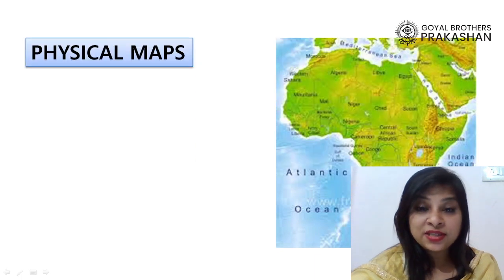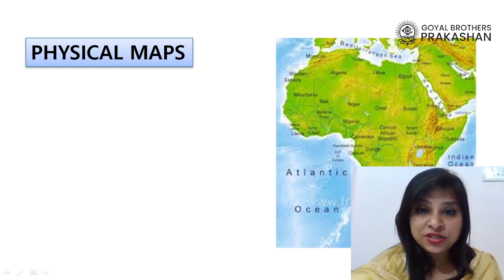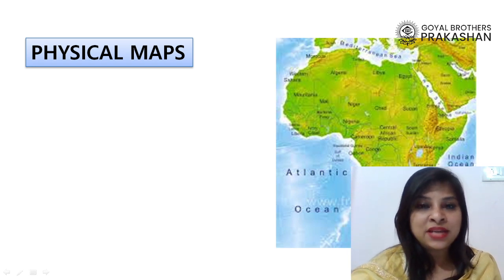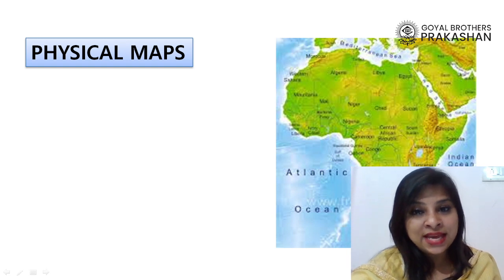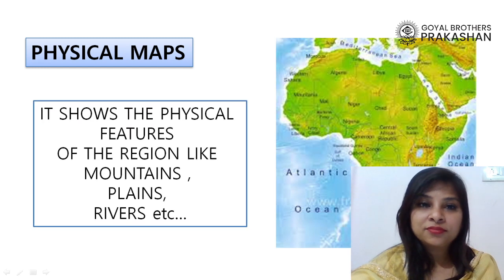Now comes the physical map. A physical map tells us about the physical features, like the mountains, the plains, the plateaus, the deserts, rivers, oceans, lakes, seas, etc. So this is a physical map. It shows the physical features of the region like mountains, plains, rivers, etc.